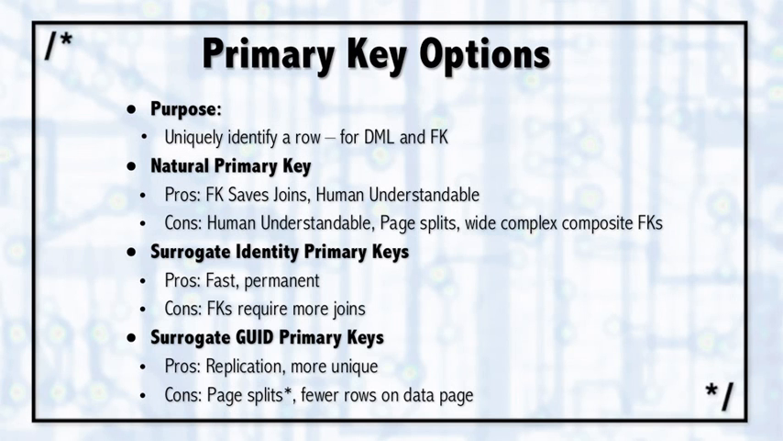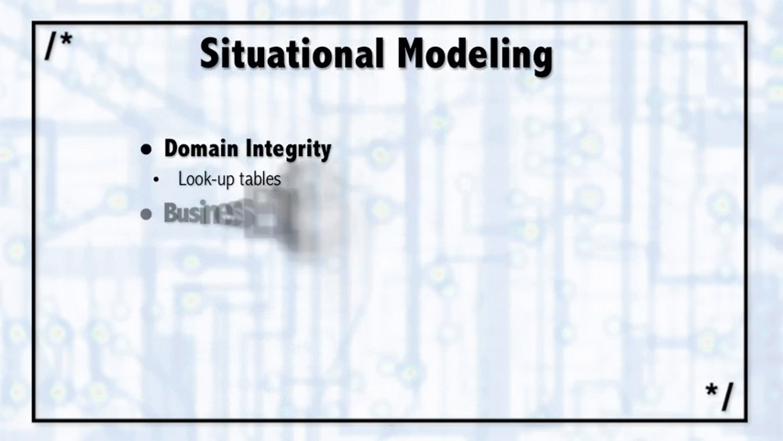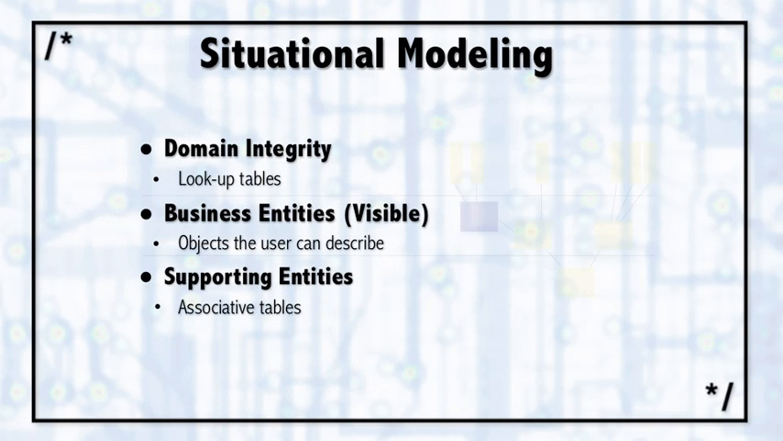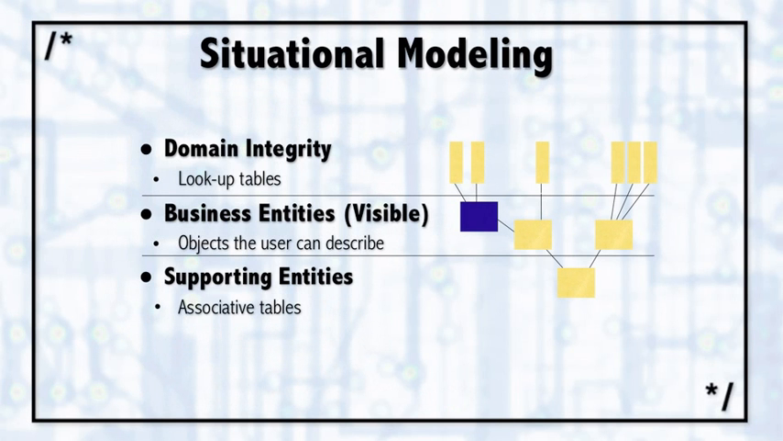When I'm working with primary keys, I actually use a system called situational modeling. And in situational modeling, what I do is I divide up the schema into three different areas. In the center are business entities, also called visible entities. When you sit down with the user and they describe what they want the database to contain, these will be the entities that they understand: orders, customers, products, shipping information. These are the documents they work with on a day-to-day basis.